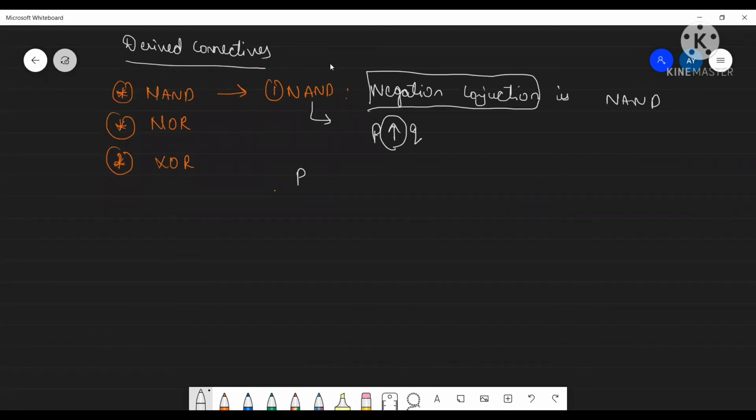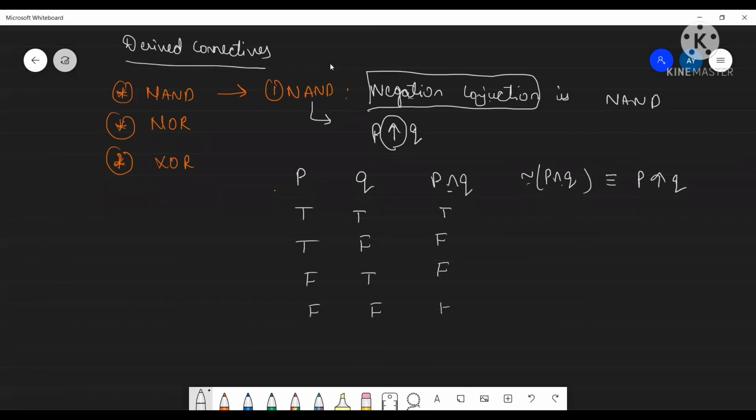Now let's look into the truth table. You'll have P, Q, P and Q, and then the negation of P and Q. Conjunction is AND, so NAND is the negation of conjunction. P up arrow Q. So write in the table true, true, true, false, false, true, and false, false. So what is P and Q? You'll have true, false, false, false. So what is the negation of this? False, true, true, true.